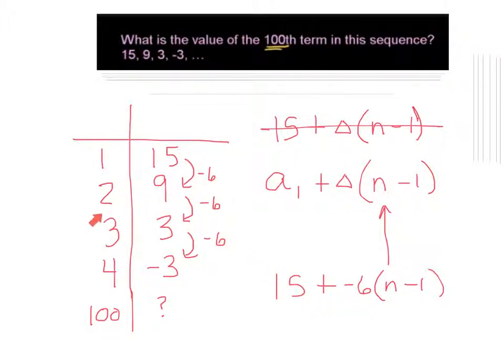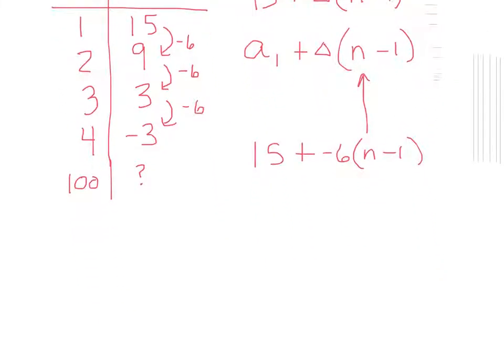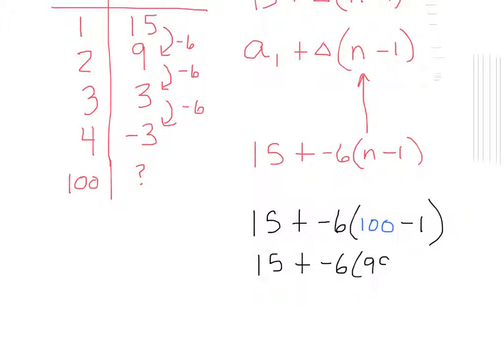So when I plugged 2 in, I got 9 out, didn't I? So we can use this formula to calculate the 100th term. So I've got 15 plus negative 6 times 100 minus 1. And what is 100 minus 1? 99. So I've got 15 plus negative 6 times 99.